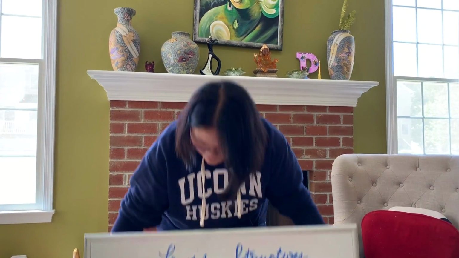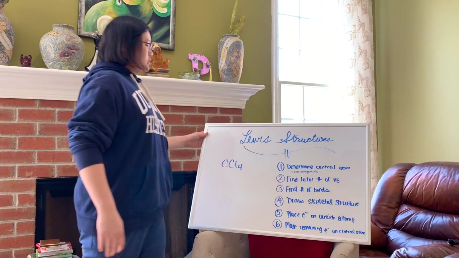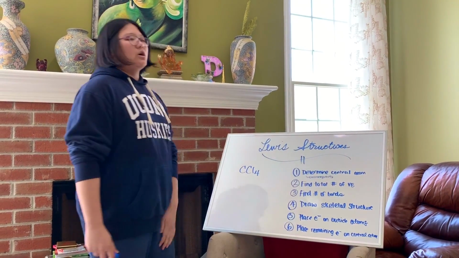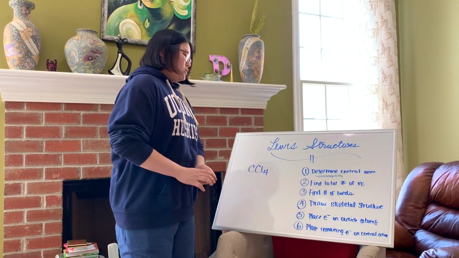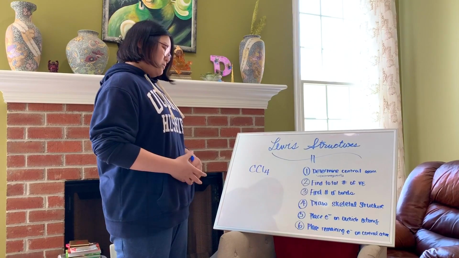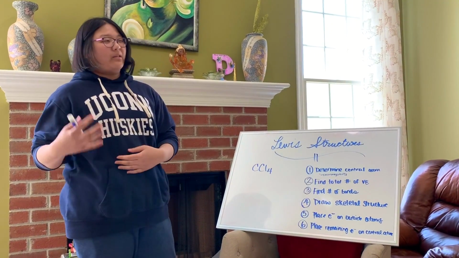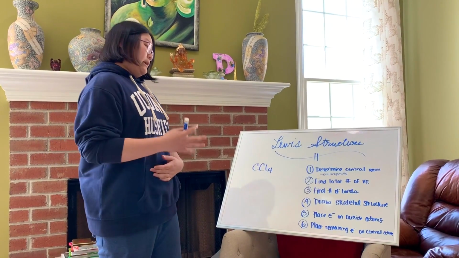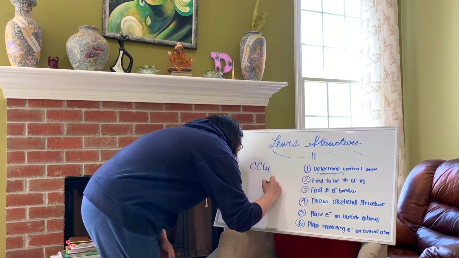Thanks, Anvith. So next we're going to be talking about drawing Lewis structures. When we're drawing Lewis structures, there are 6 general steps. The first of these is determining the central atom, and we do this based off of electronegativity. The least electronegative atom goes in the center, and because on the periodic table carbon is less electronegative than chlorine, we know that carbon is the central atom.